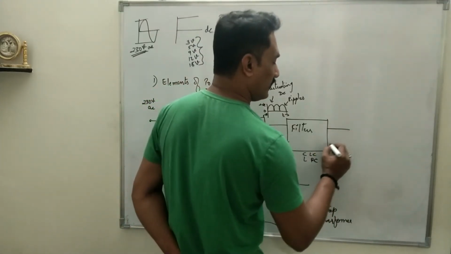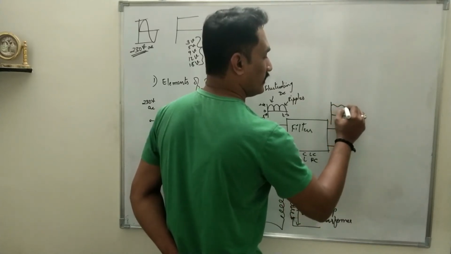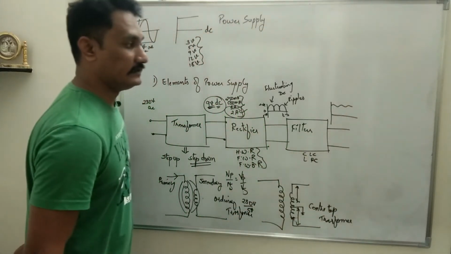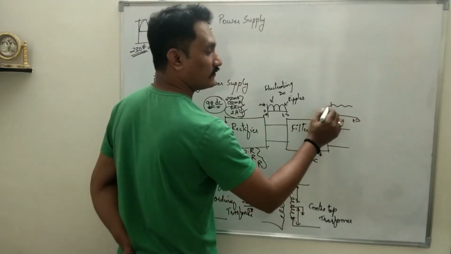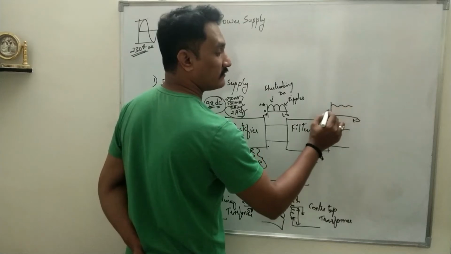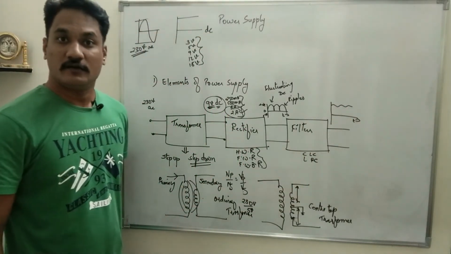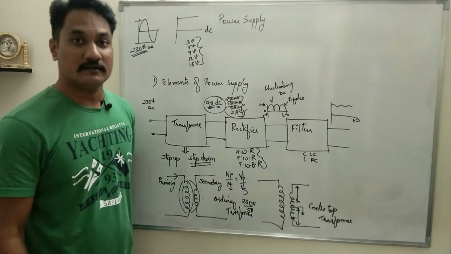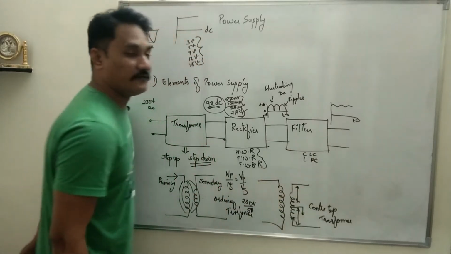The output of the filter will be like this. What you can see is that now most of the AC component has been removed. So the output will be almost a straight line. But is that a pure straight line? No, it's not pure DC. Still, there will be a small fluctuation at the output of the filter.